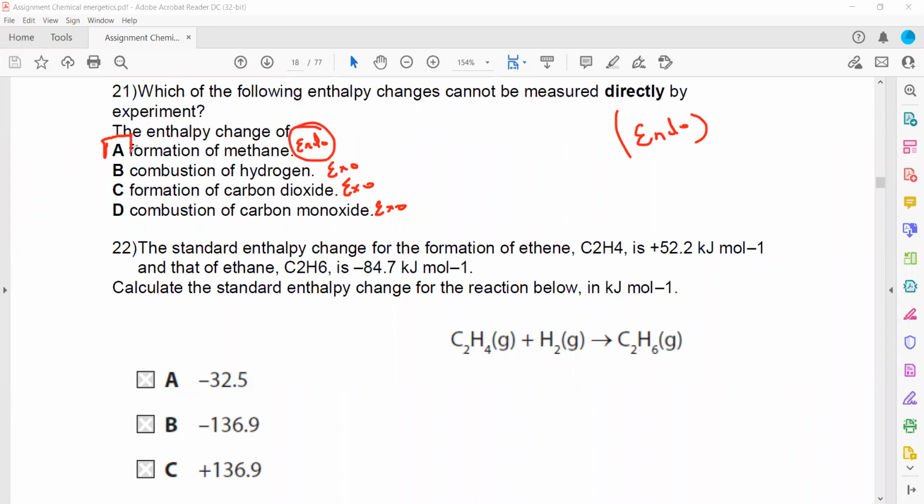endothermic, and for endothermic reactions it is difficult to measure directly, because when methane is formed, first the bond breaking will occur and then the bond forming. So how will we know that this much energy is sufficient to break the bond? First we have to supply energy, and when the bonds form, the energy will be released. But it is difficult to know what amount of energy must be supplied so that all the bonds will break. That's why we cannot directly measure the enthalpy change of formation of methane. Is it clear? Discussion?